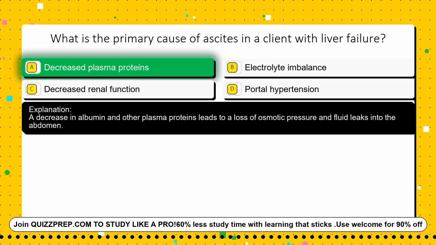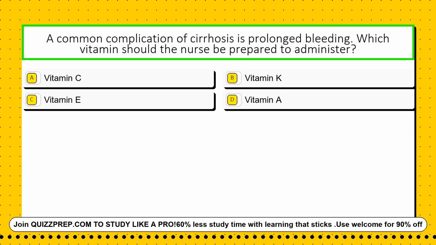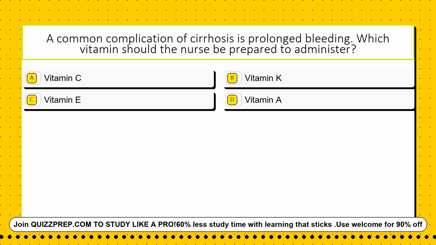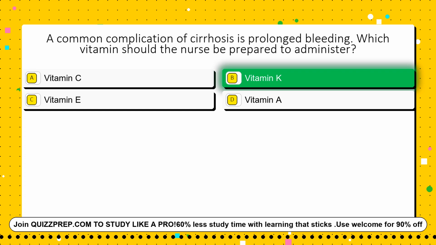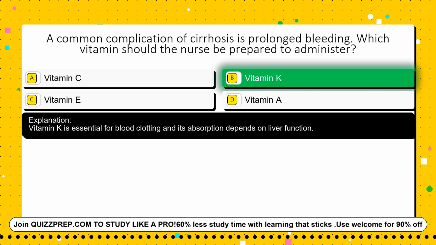abdomen. Question 12. A common complication of cirrhosis is prolonged bleeding. Which vitamin should the nurse be prepared to administer? Option A, vitamin C. Option B, vitamin K. Option C, vitamin E. Option D, vitamin A. The correct answer is option B, vitamin K. Vitamin K is essential for blood clotting and its absorption depends on liver function.